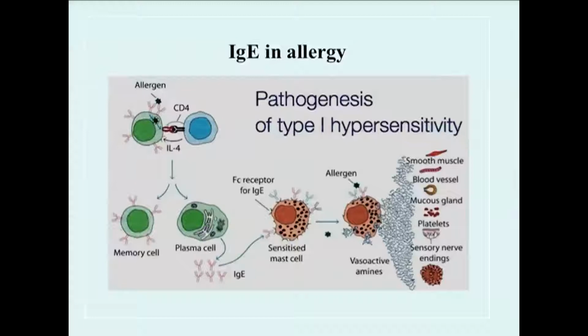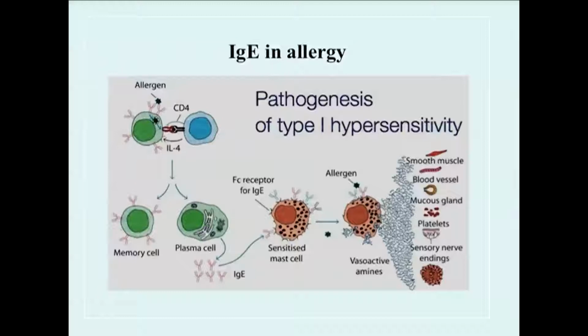These cells are sensitized. Next time the same antigen enters the system, it will bind to the sensitized mast cell and basophil, and binding of the allergen to the IgE will trigger the mast cell and basophil to release many molecules present in them.